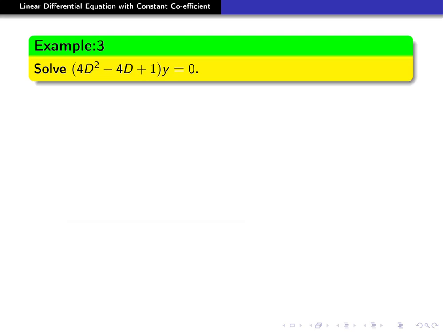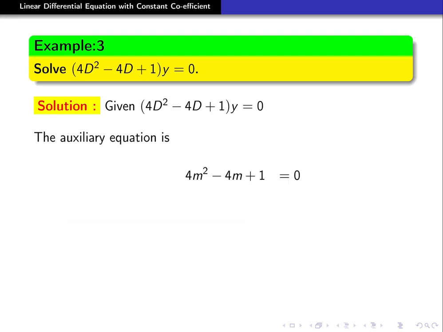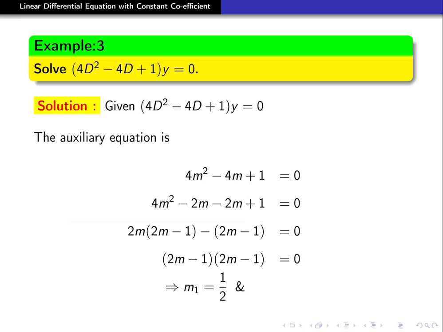So next, solve (4D² − 4D + 1)y = 0. So, as usual, the same methodology. The auxiliary equation: replace D with m, we will get this. From this we can split the middle term, −4m as −2m −2m. From this we get m1 = 1/2, m2 = 1/2.